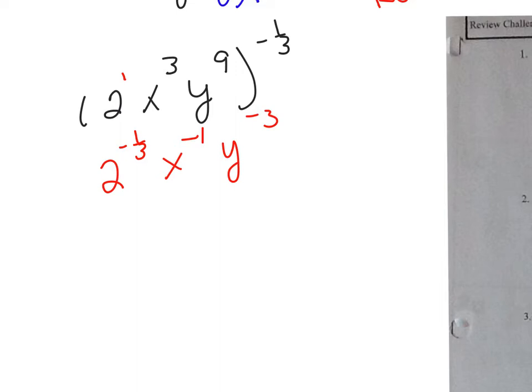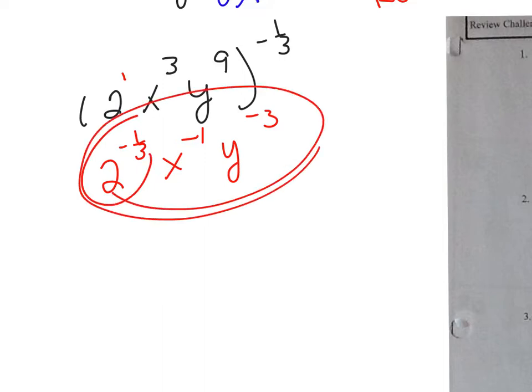So then I get, everything's going to go into the denominator now. So it'll be 1 over 2 to the 1/3 power, x to the 1st power, and y to the 3rd power. All right, let's take a look at 2.